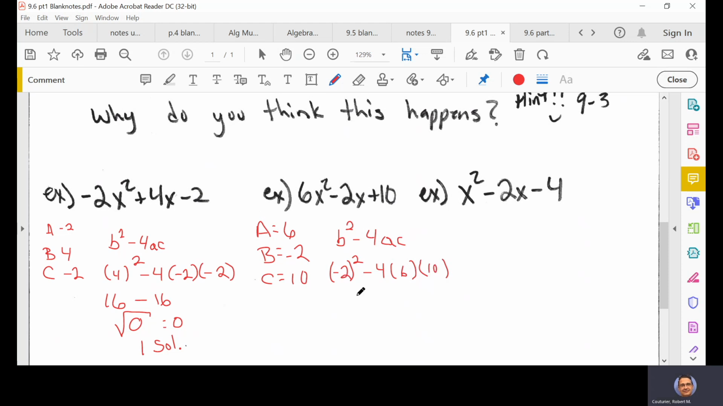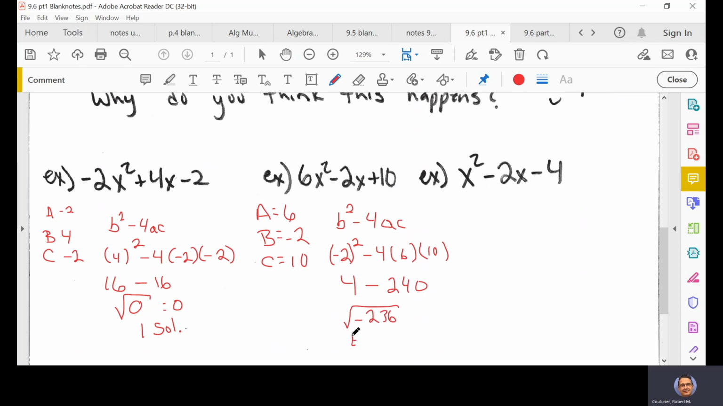Right, negative 2 squared, so negative 2 times negative 2 gives us 4. And then we have a negative 4 times 6 times 10. Gives us negative 240. Look at this. When you add those together, you get a negative 236. Remember, that is under a square root. So that would give you an error in your calculator. So there is no solution. It is complex.